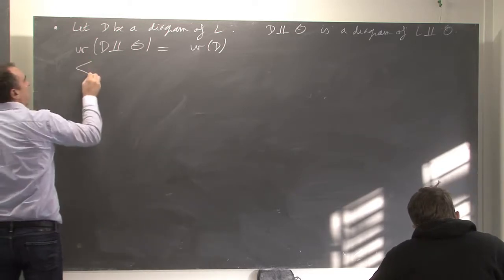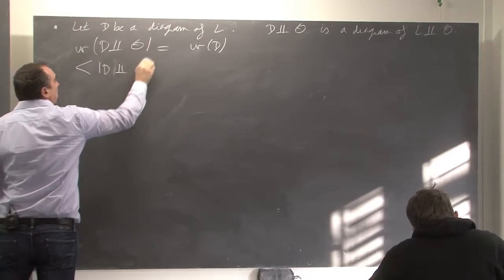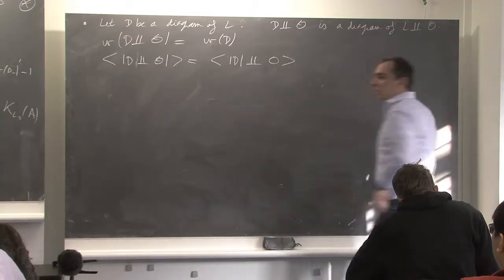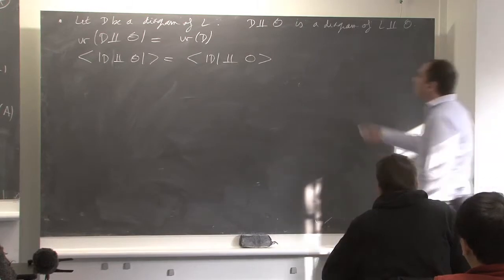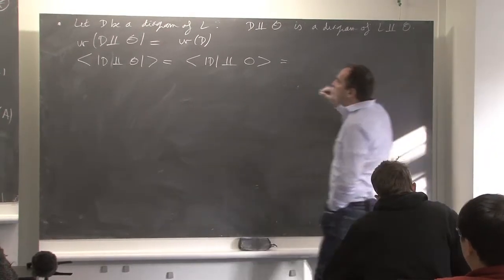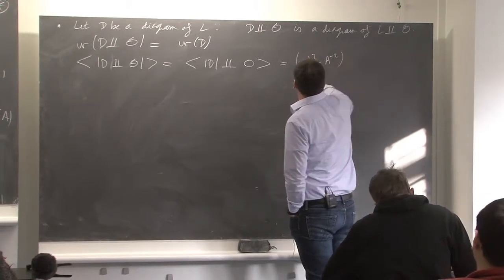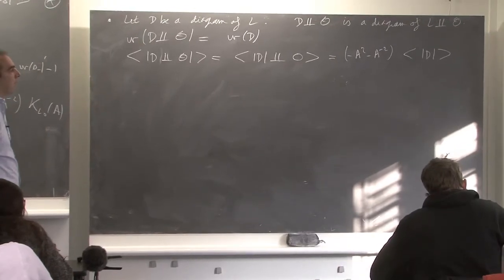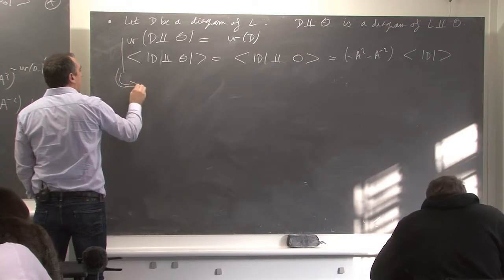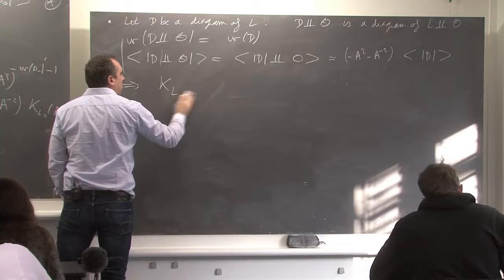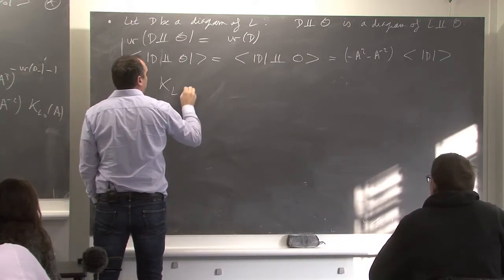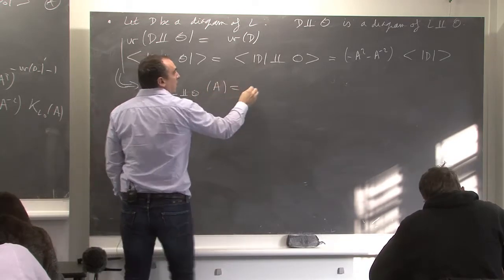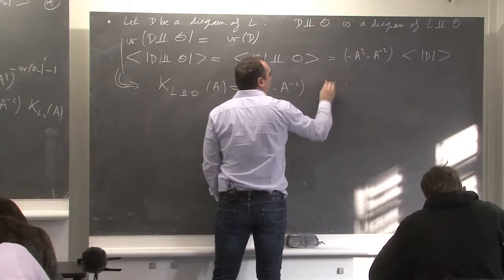Now, the bracket polynomial. We know from the bracket polynomial that this is equal to, as far as I remember, probably minus A squared minus A to the minus 2. And this implies that the Kauffman bracket of L is minus A squared minus A to the minus 2 times the Kauffman bracket of L.